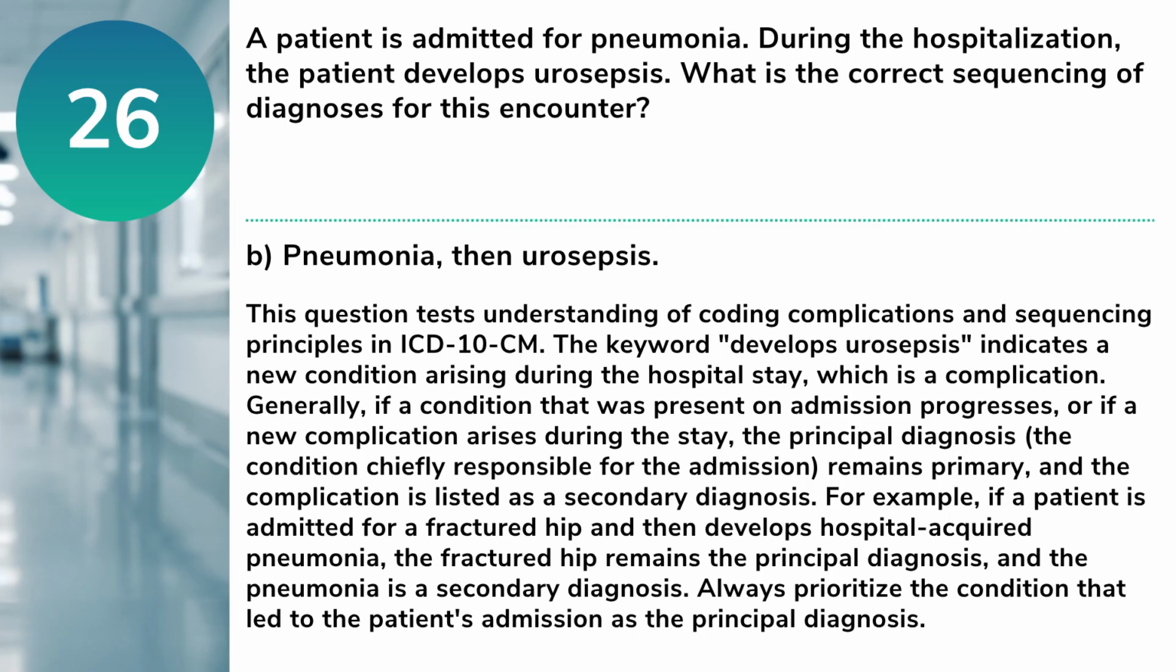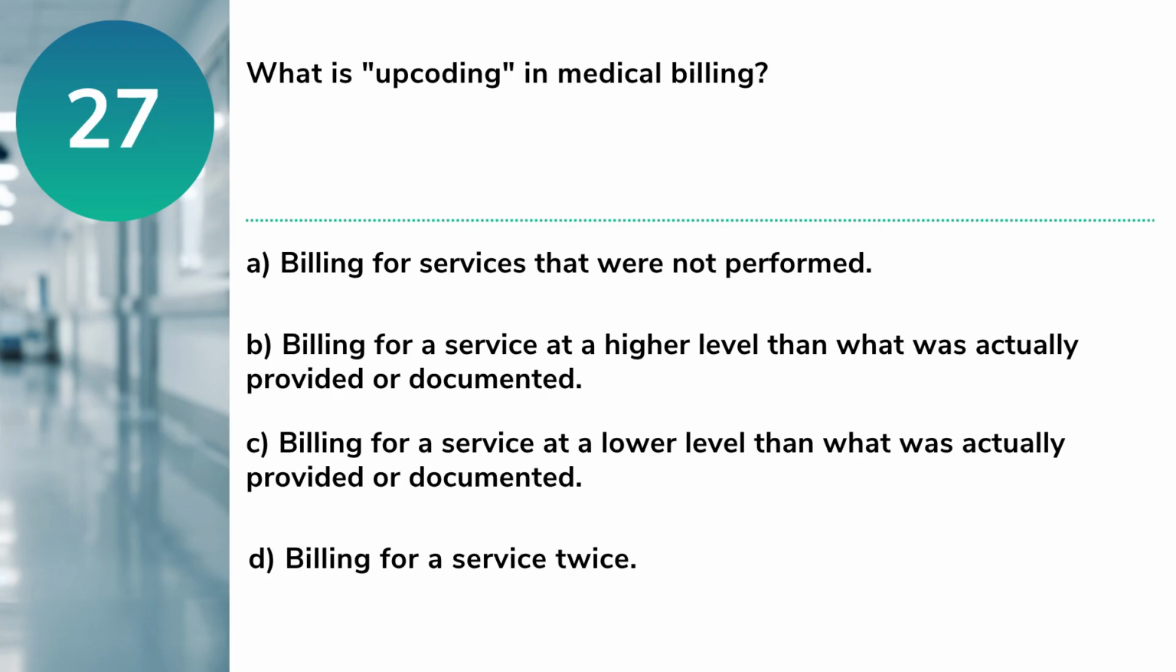For example, if a patient is admitted for a fractured hip and then develops hospital-acquired pneumonia, the fractured hip remains the principal diagnosis, and the pneumonia is a secondary diagnosis. Always prioritize the condition that led to the patient's admission as the principal diagnosis. Question 27. What is upcoding in medical billing?